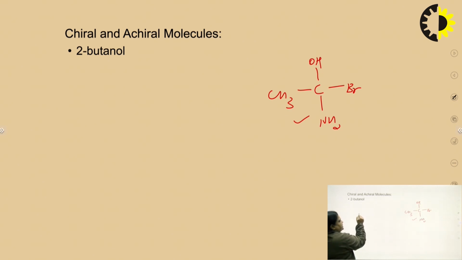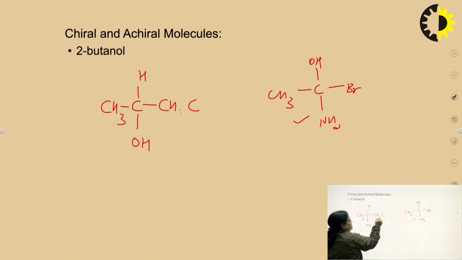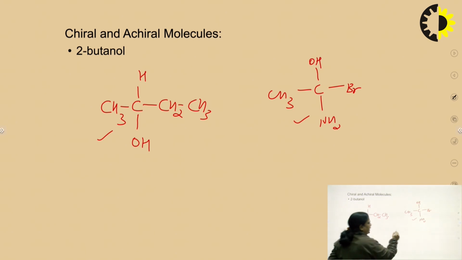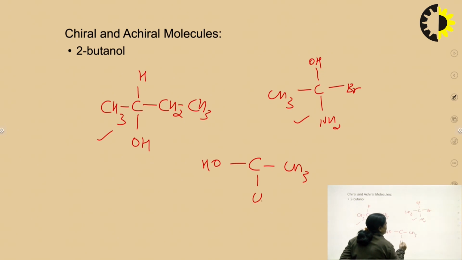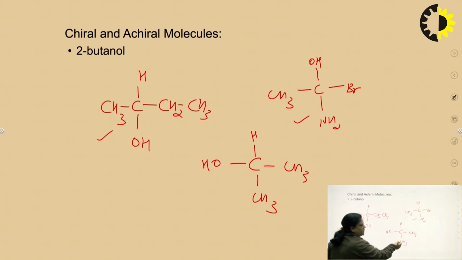Take 2-butanol. If we check the structure of 2-butanol, 1, 2, 3, 4, because butanol has 4 carbons, and at number 2 position there must be OH. So the structure is CH3, CHOH, CH2, CH3. In this, if we check the second carbon, it is bonded with 4 different groups. So this compound will be called chiral. But if any 2 groups are the same, suppose this is OH, this is CH3, and this is CH3, and suppose this is H. In this case, there are 2 methyl groups which are the same. So this compound will be called achiral.